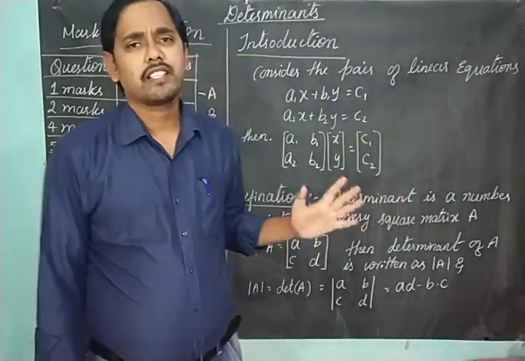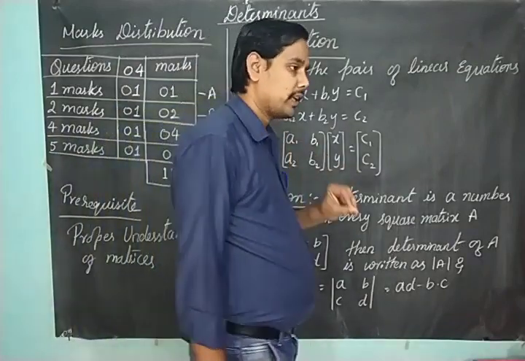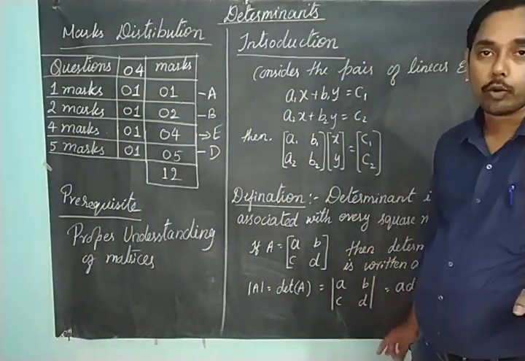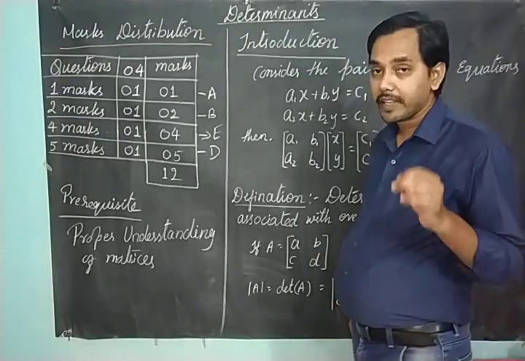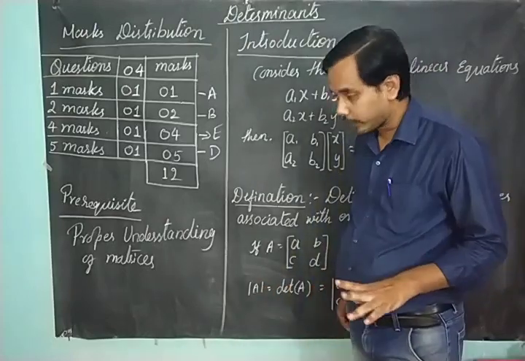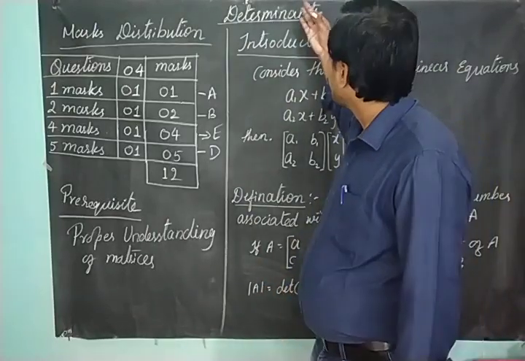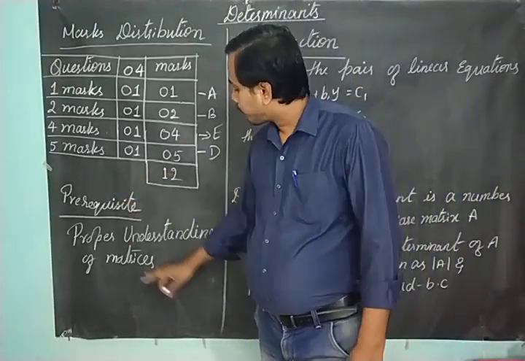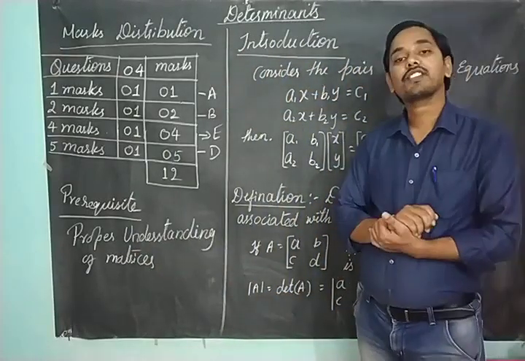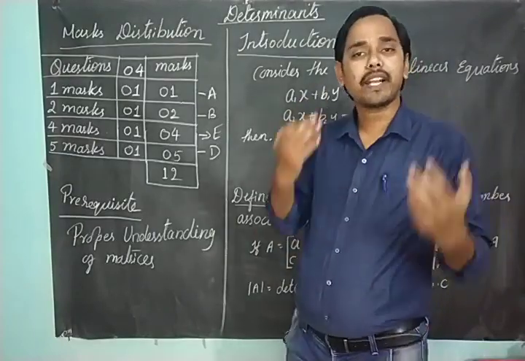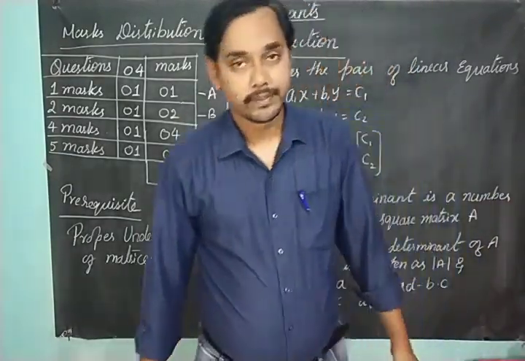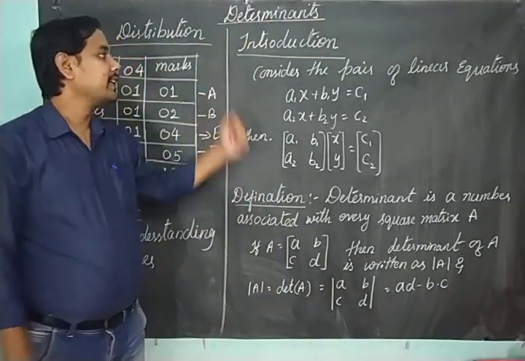If you properly understand what a matrix is, then there is absolutely no confusion here. It will be a very easy concept, and you can easily get 12 out of 12. What is the prerequisite for this? Proper understanding of matrices. If you understand matrices very well, that is more than sufficient for determinants. So let's start with determinants.